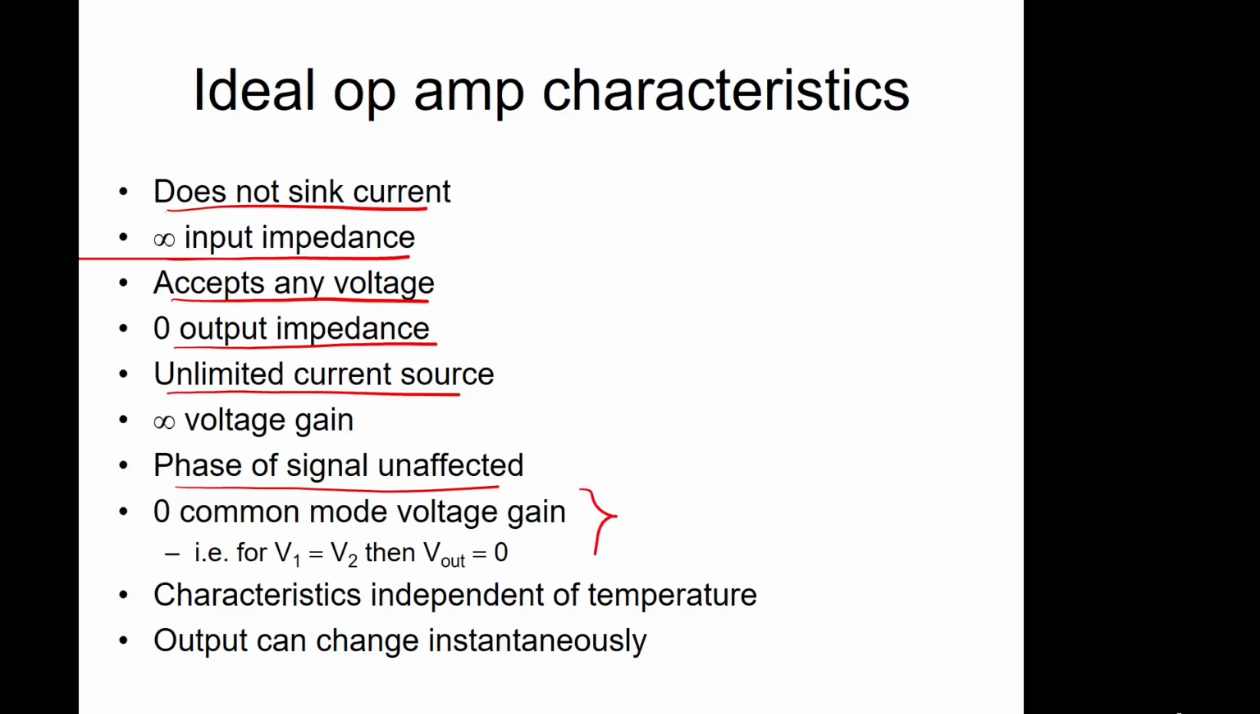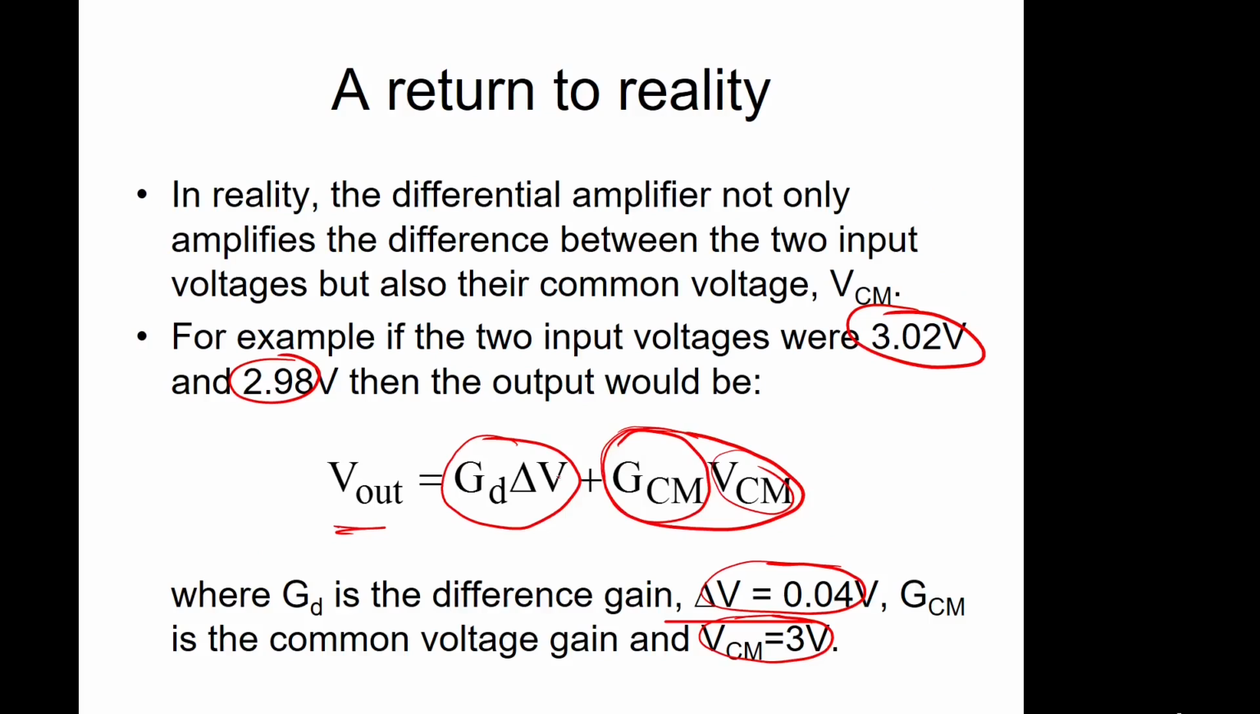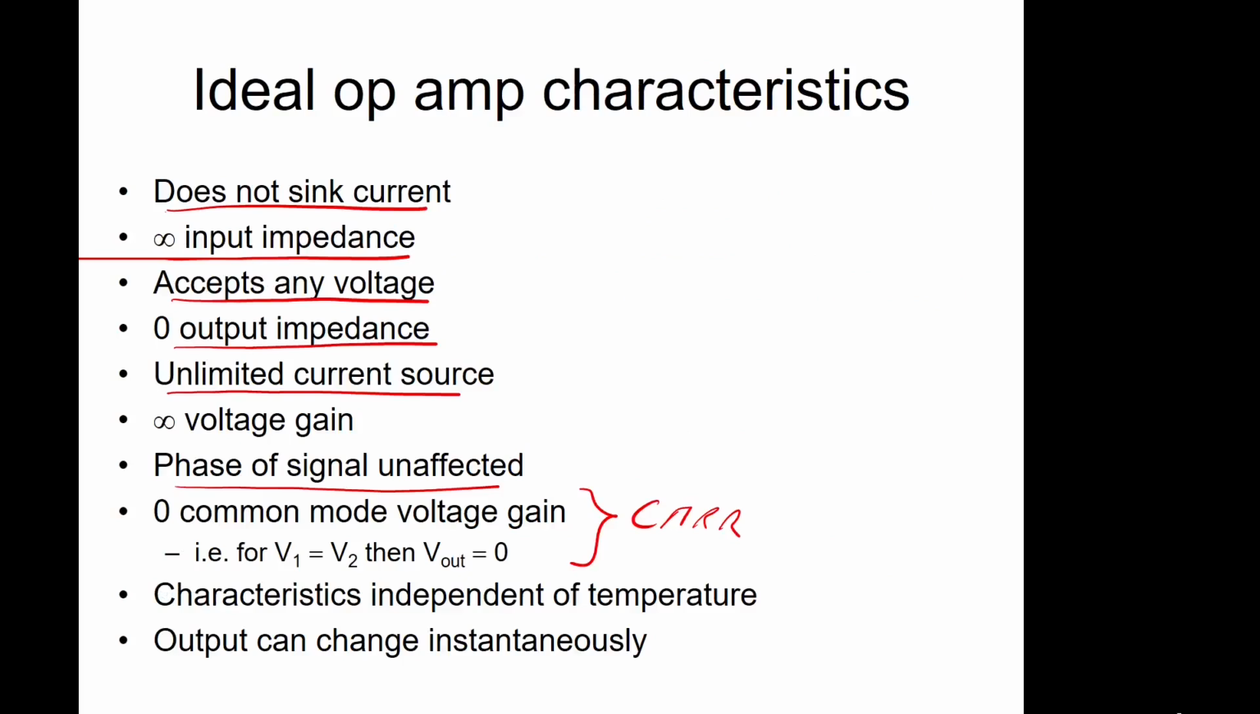We've just mentioned the common mode rejection ratio, that is our CMRR, and we're saying when the input voltage is exactly the same, the output voltage is 0. But as you can see from this equation, if this was 3 volts and this was 3 volts, then this term would be 0, but this term wouldn't be, so V out wouldn't be 0 in this case. So we know that isn't true. Characteristics are independent of temperature, so we haven't mentioned temperature at all, we're just assuming that. And the output can change instantly. So again, we haven't really worried about that, we just assumed it. So that's what we assume for an op-amp. So let's see in practice how well those assumptions match up.